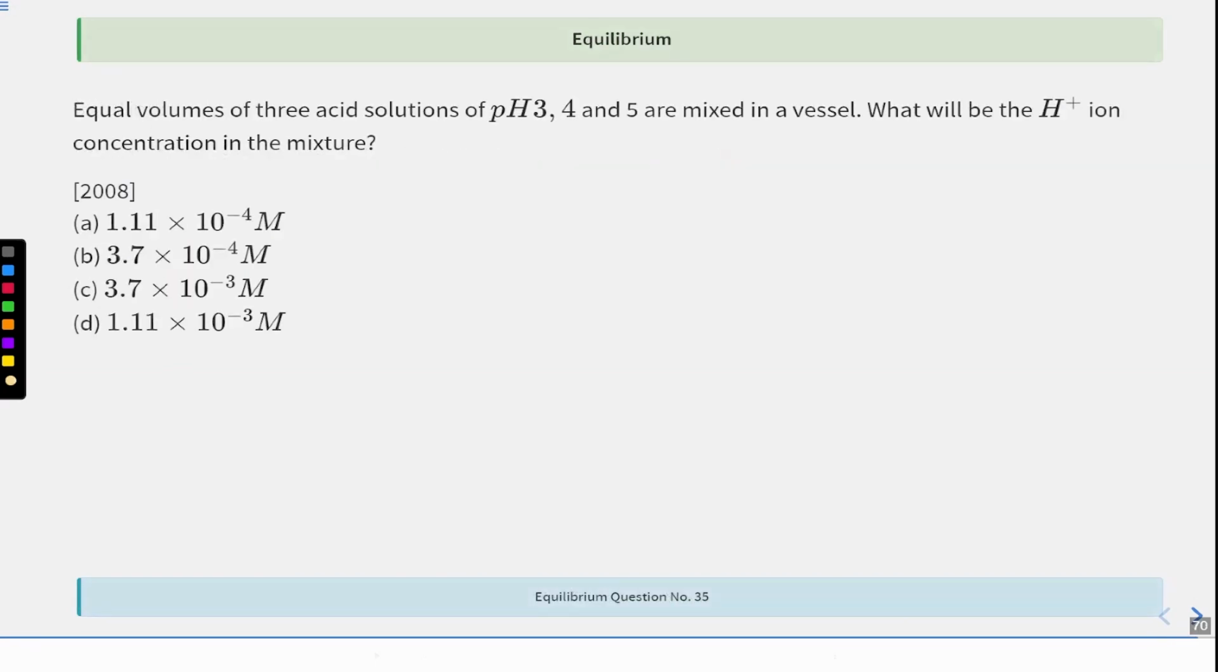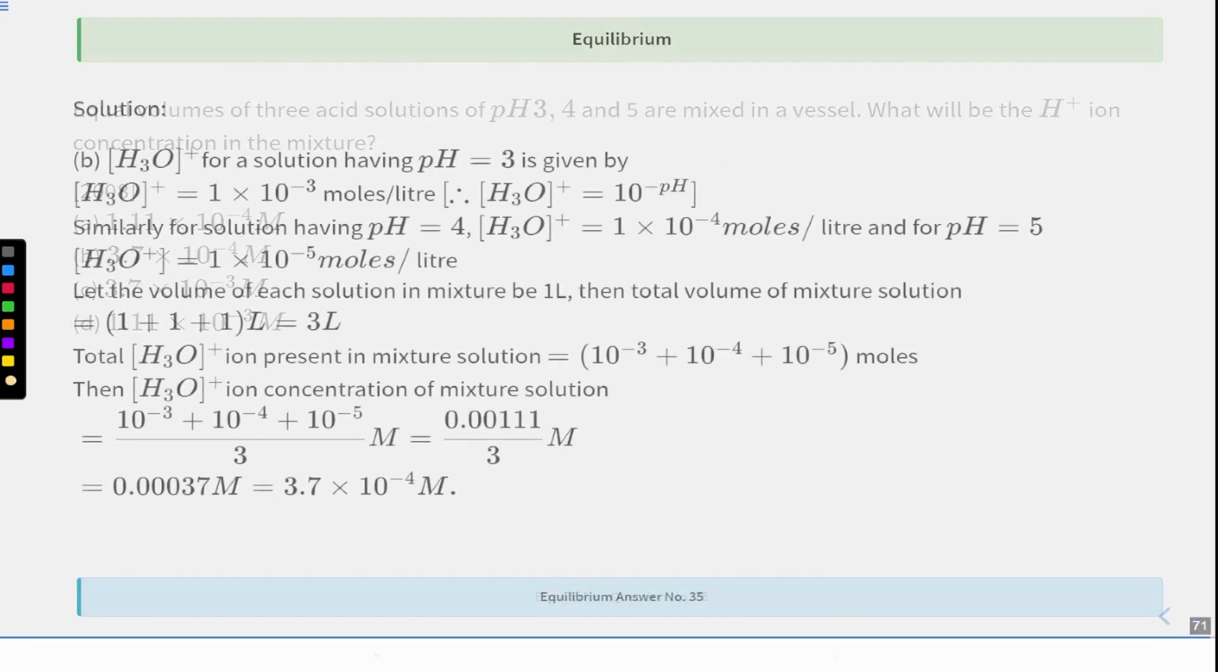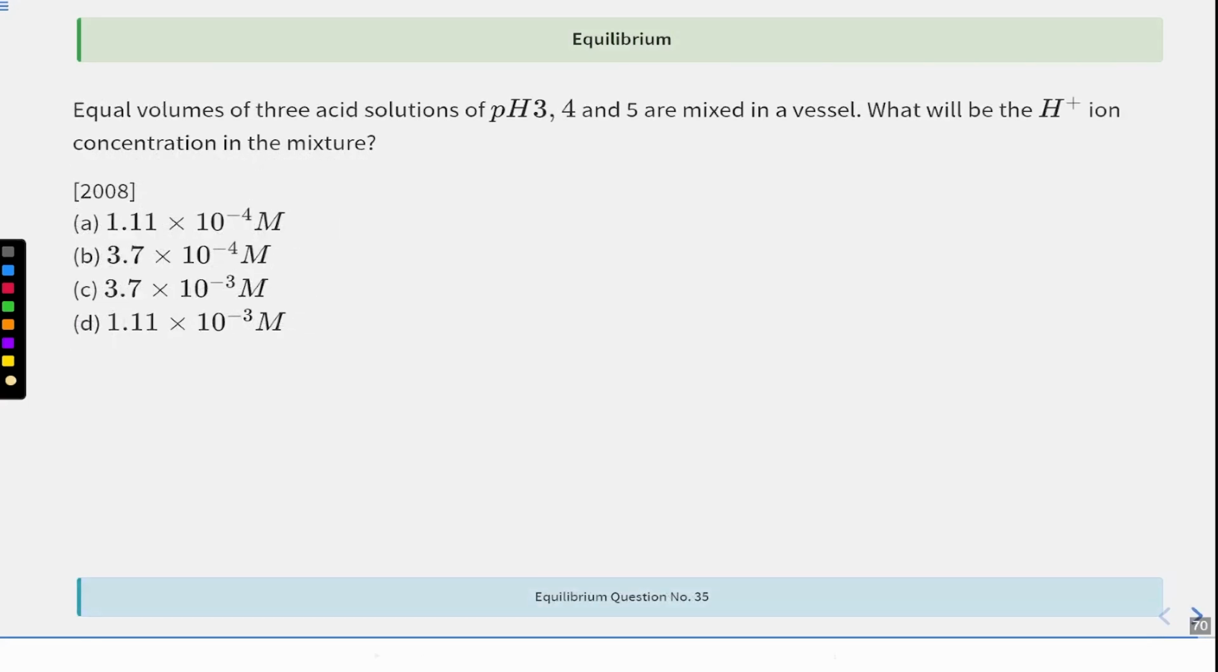Next, the final question of the day, and that is a bit of a calculative question. In this question they are telling us that equal volumes of three acids, one of pH 3, one of pH 4, and one of pH 5, are mixed in a vessel. What will be the hydronium ion concentration of the mixture?